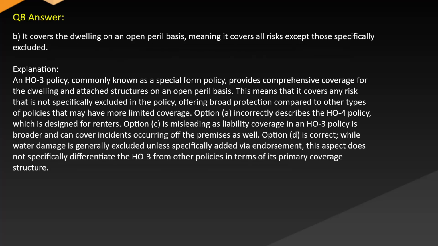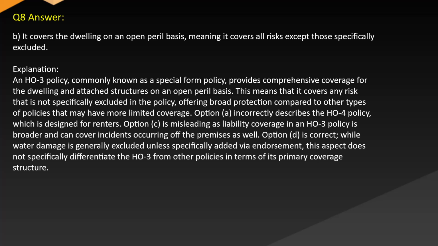Answer: B. It covers the dwelling on an open peril basis, meaning it covers all risks except those specifically excluded. Explanation: An HO-3 policy, commonly known as a special form policy, provides comprehensive coverage for the dwelling and attached structures on an open peril basis. This means that it covers any risk that is not specifically excluded in the policy, offering broad protection compared to other types of policies that may have more limited coverage. Option A incorrectly describes the HO-4 policy, which is designed for renters.